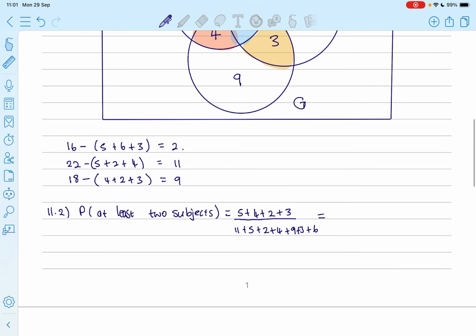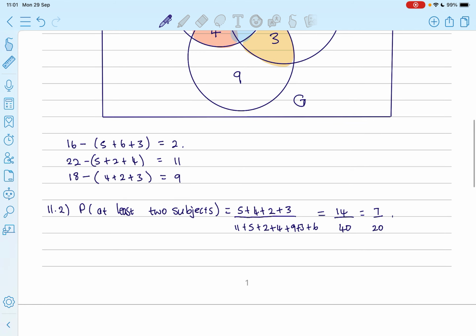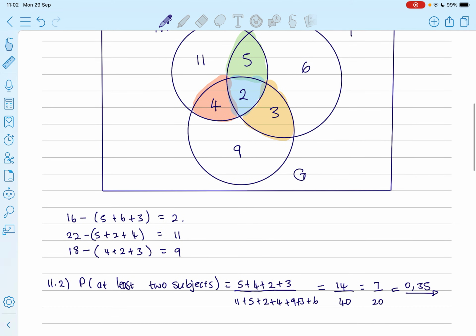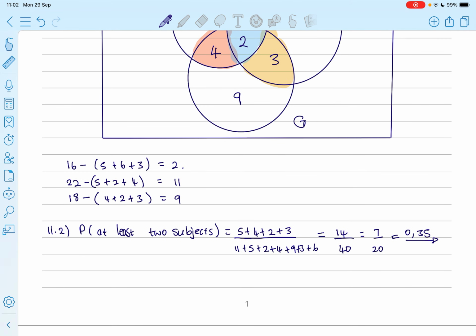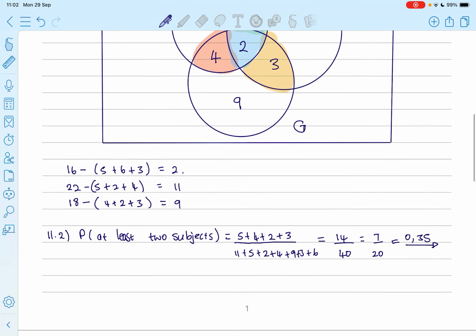And here this then simplifies to, at the top, you've got 14. And at the bottom, calculating all of that, you end up with 40. And then this simplifies to 7 over 20. Converting to decimals, that would be 0.35. And this is our solution for the number of students who write at least 2 subjects.